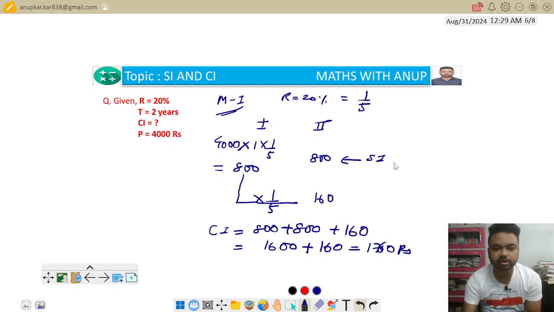Now coming to method number 2. Method number 1 is known as tree method because it is in the shape of a tree. Okay, now coming to method number 2.